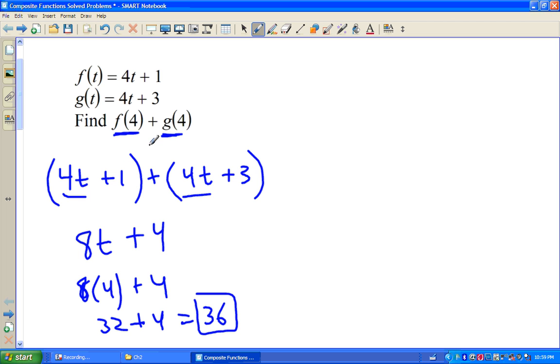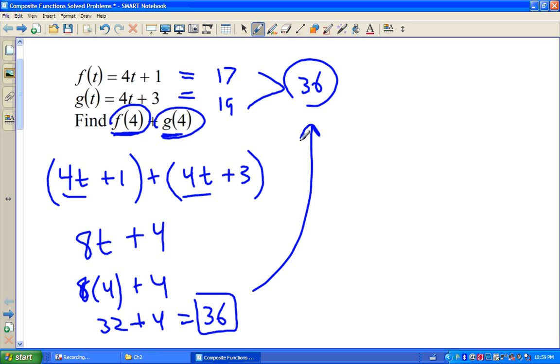Okay, I could also do it this way. I could find f of 4, and I just plug in a 4 there. 4 times 4 is 16 plus 1 is 17. Or I can plug in g of 4 here. 4 times 4 is 16 plus 3 is 19. And then it says f of 4 plus g of 4. Well, that's just 17 plus 19, which is, of course, 36. It does work. So there's two ways to do it.